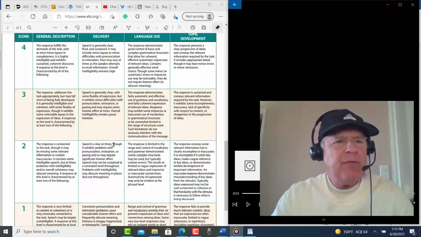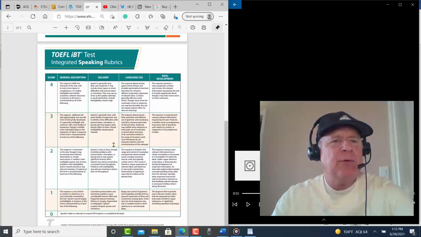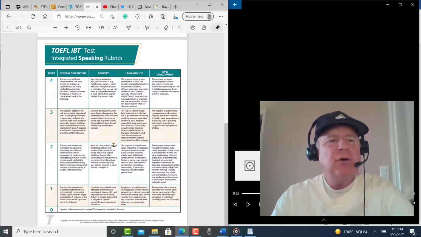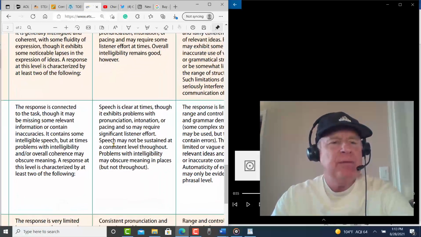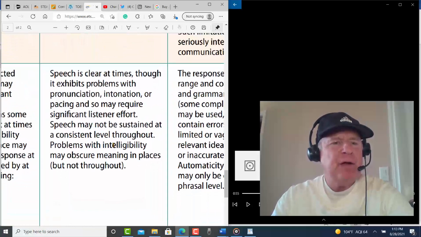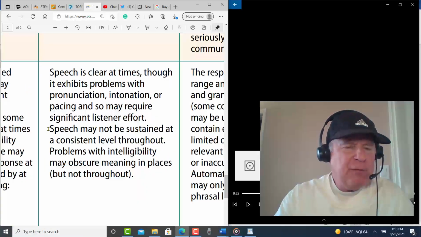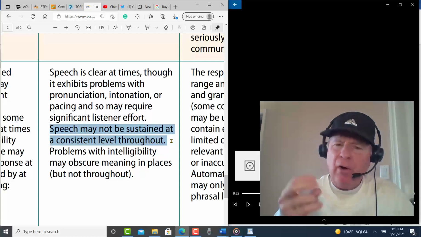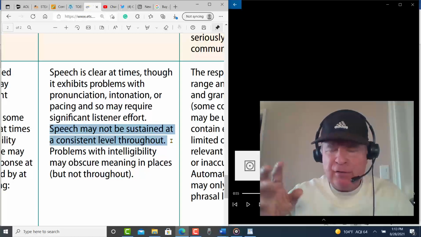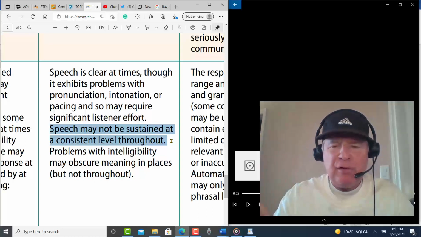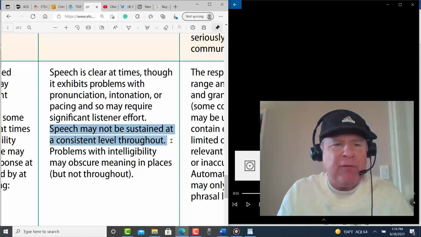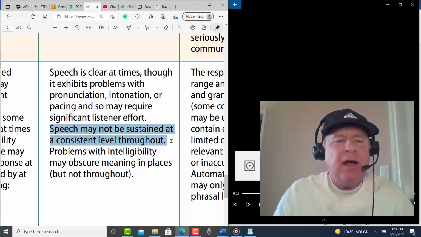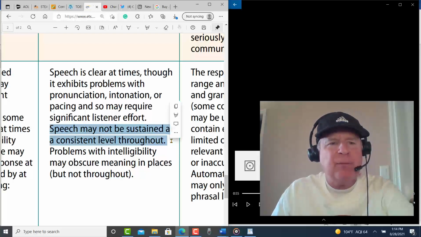Okay, so I look at the rubrics here, right? So we have the integrated speaking rubrics. If you look at the two under delivery, this is where I think you fit right now. It says speech may not be sustained at a consistent level throughout. It wasn't. You kind of lost your way. You repeated some things unnecessarily. You put some conversation fillers in there to help smooth out everything. You didn't speak at a very consistent level throughout your response. So I think that's a problem.